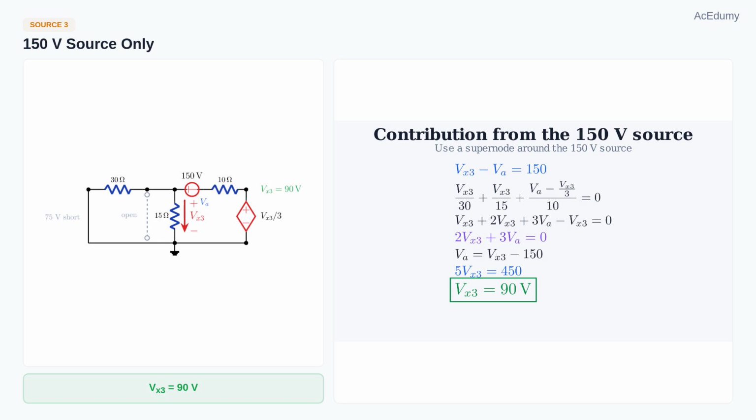The source constraint is Vx3 minus VA equals 150. The supernode current equation is Vx3 over 30 plus Vx3 over 15 plus (VA minus Vx3/3) divided by 10 equals 0. Solving the 2 equations gives Vx3 equals 90 volts.